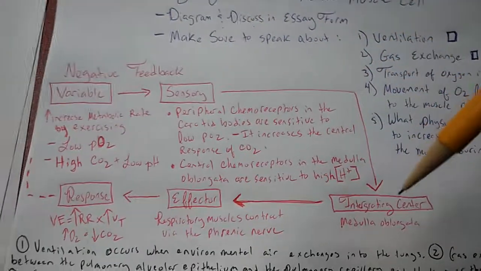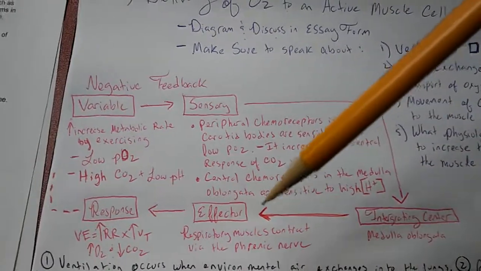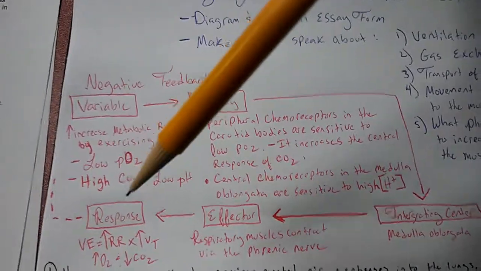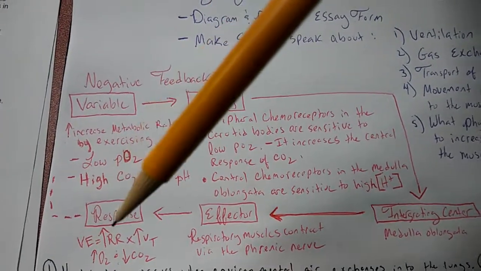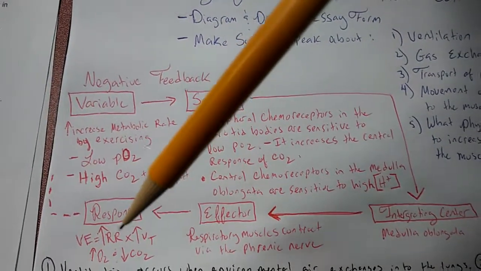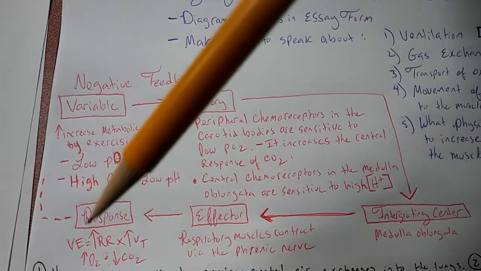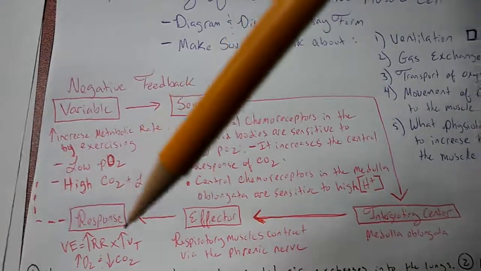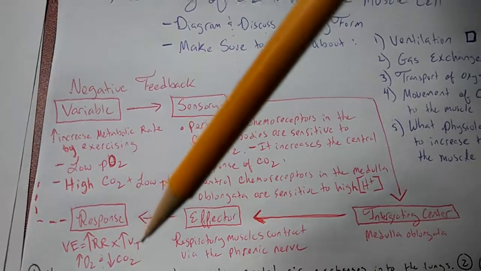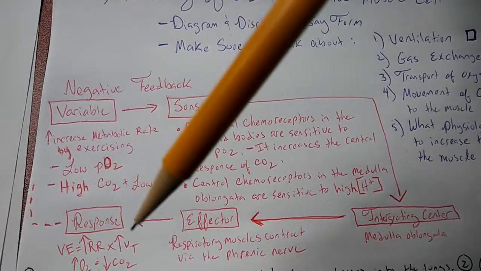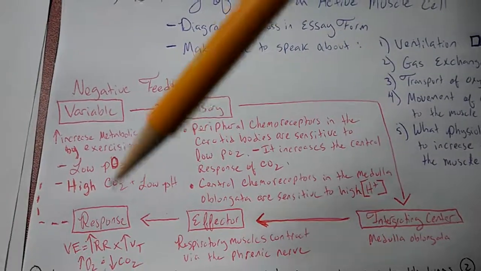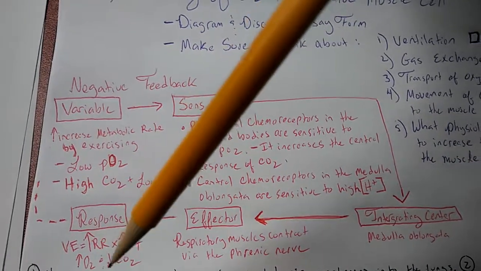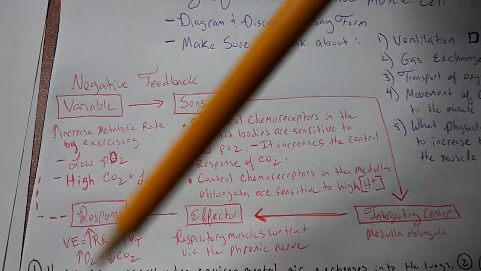Now the integrating center is the medulla oblongata again. The effectors are the respiratory muscles, which contract via the phrenic nerve, and the response is that ventilation will go up by the increase of respiratory rate. Respiratory rate is another word for breaths: how many breaths per minute? Usually we have 12 breaths per minute, and also the tidal volume increases, which is just the volume per breath of inspiration and expiration. Using this method, we will then have a negative feedback of increasing the O2 and also decreasing the CO2.